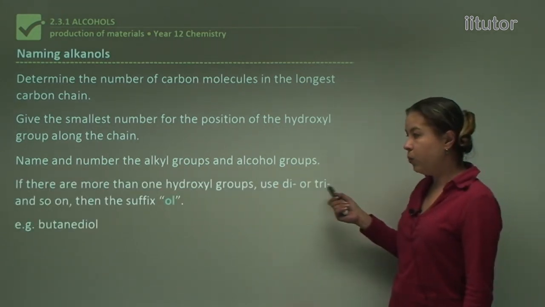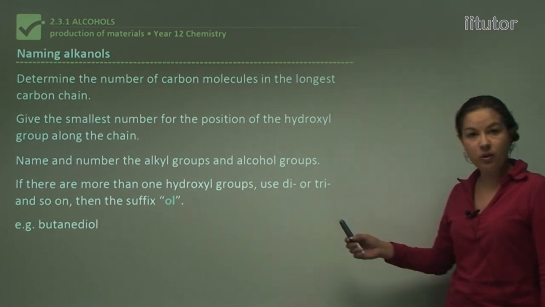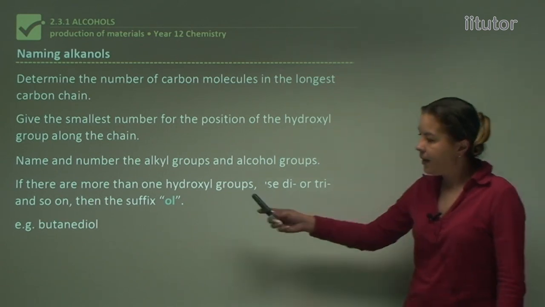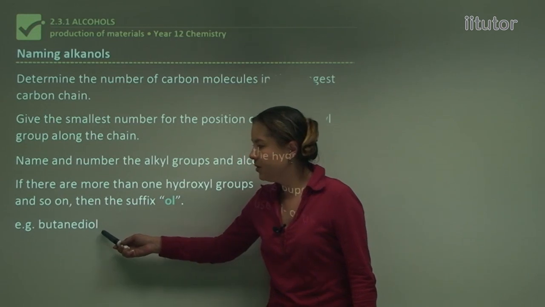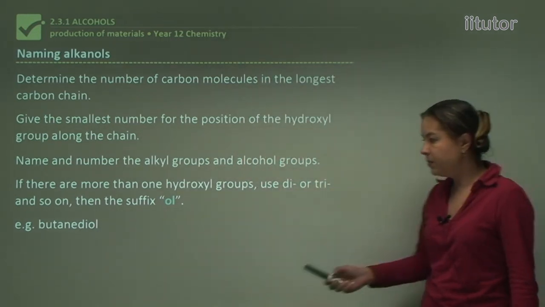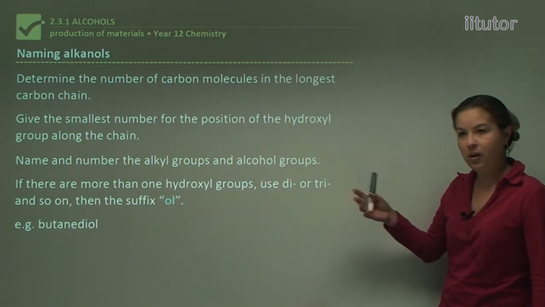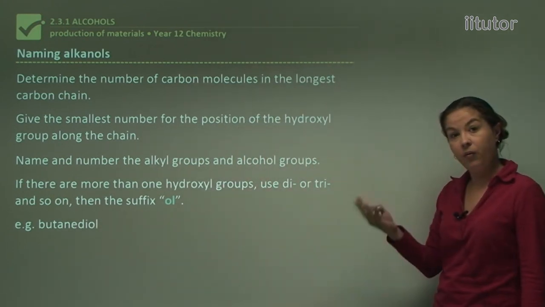And if there is more than one hydroxyl group, you use the prefix di or tri and so on, such as tetra, and then you use the suffix ol. So for example, butanediol, so di meaning two alcohol groups and ol meaning it's a hydroxyl, it's an alcohol, so there are two hydroxyl groups, and butane of course is your carbon chain of 4 carbons.